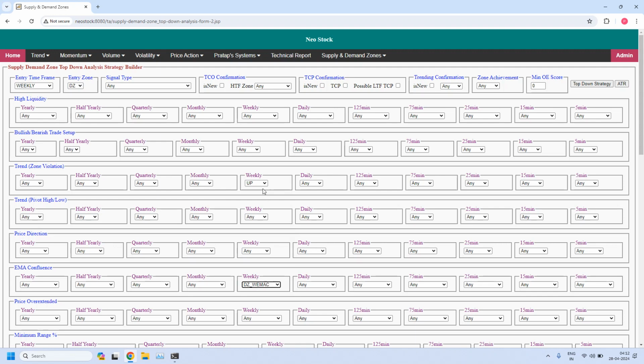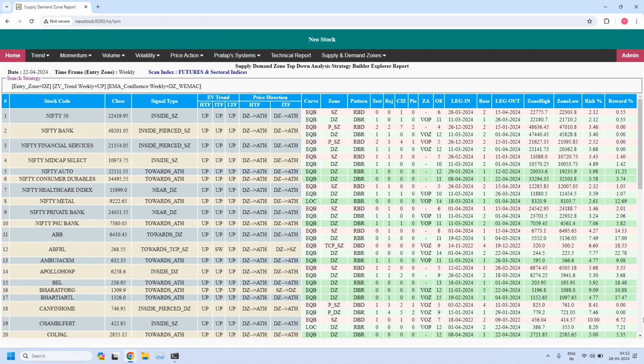At the same time, on the weekly time frame, the trend should be an uptrend, and the weekly zone should be a demand zone. Those are the filters we set. Now let me filter the stocks. So we got a very big list.